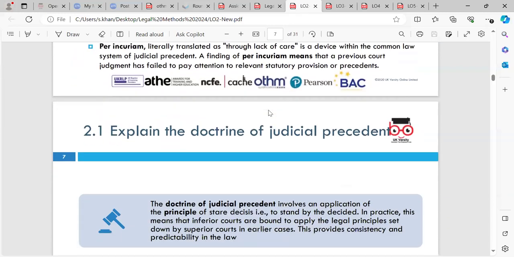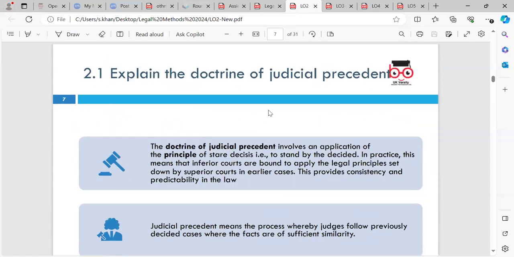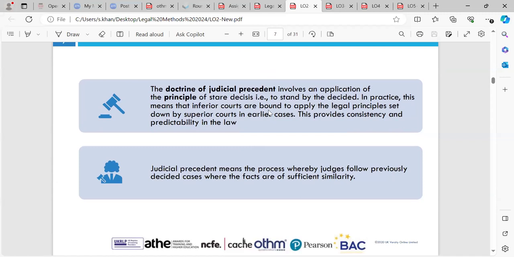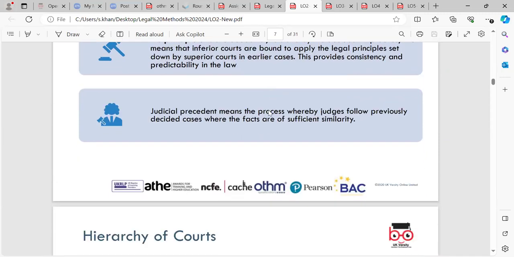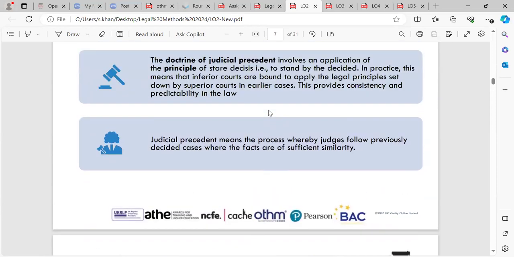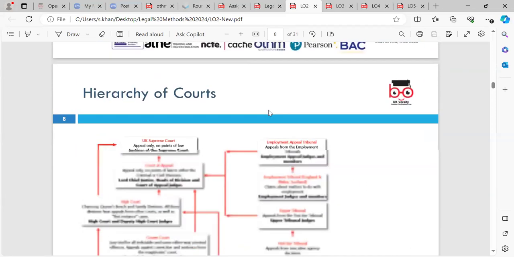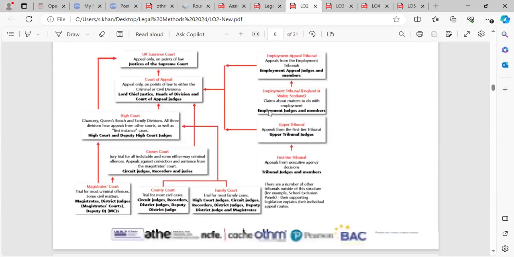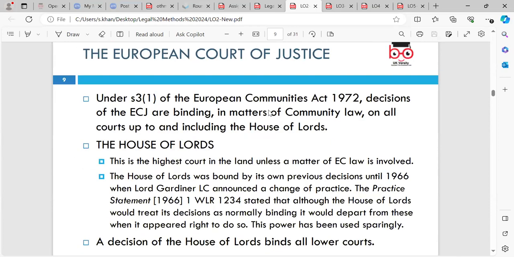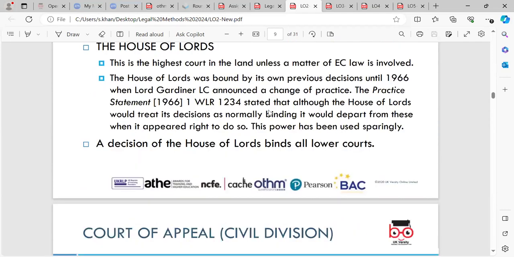We then went on to what ratio decidendi was, and obiter dicta and per curiam and the relevance of that. We looked at 2.1, which was to explain the doctrine of judicial precedent and why it's so important within the courts and why they apply the principles of judicial precedent. Again, referring back to the hierarchy of the courts. We looked at the European Court of Justice, when it was set up and why it was set up.